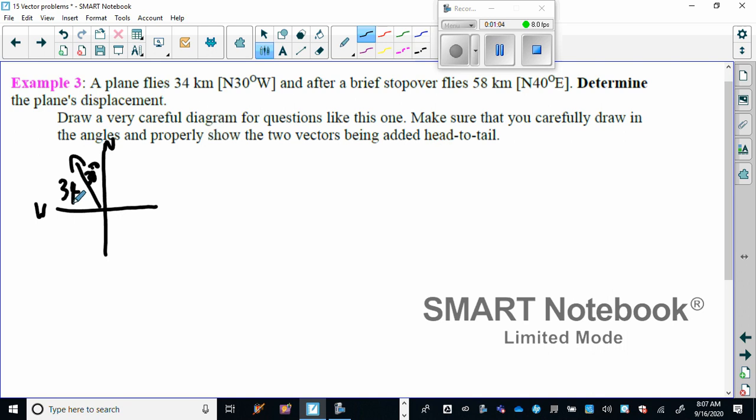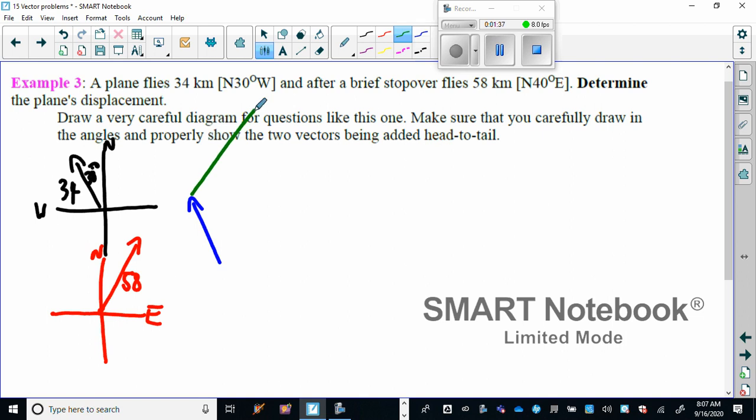After a brief stopover, flies 58 kilometers north, 40 degrees east. So north here, east here, starts at the north, goes 40 degrees towards the east, so it's a little steeper, and is a little longer, 58 kilometers. So when we combine those in a sketch, we're going to get something like this. Here's your 34, and then you place them tip to tail. So here's your 58, 34, 58, and here is your resultant vector, right there.